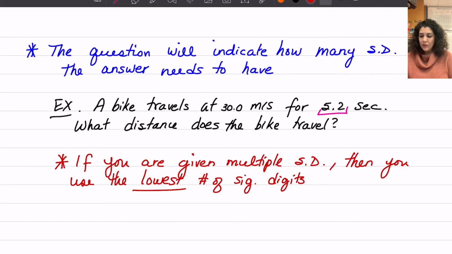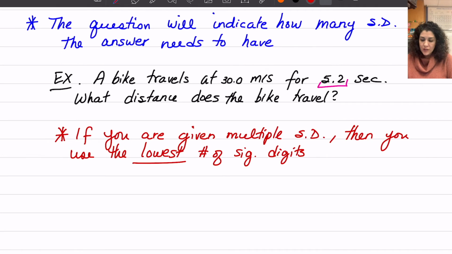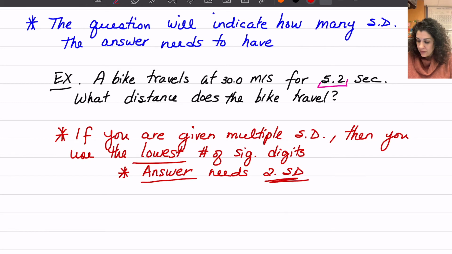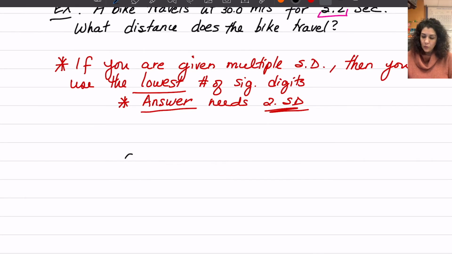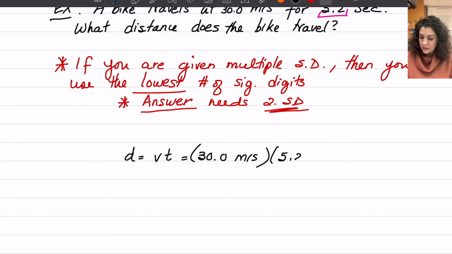Okay. So let's say that we left the question this way. We have 3 significant digits for one, 2 for the other, and therefore in this case my answer needs 2 significant digits. So I'm gonna need 2 for this particular question. All right, so I'm gonna work the question out. Obviously this is something that you will learn later, but I know from physics that in order for me to calculate the distance, I need my speed times my time. And so the speed is 30.0 meters per second. The time is 5.2 seconds.